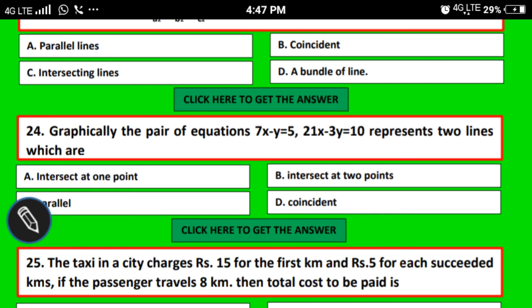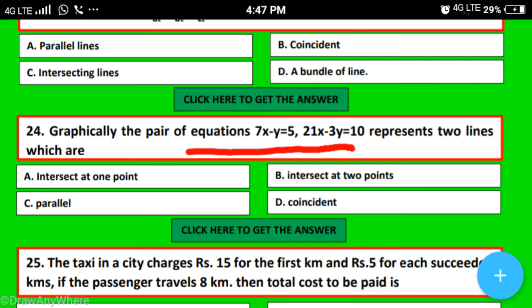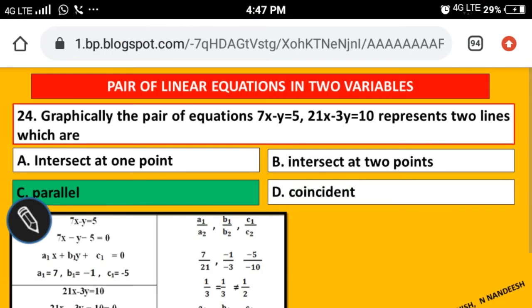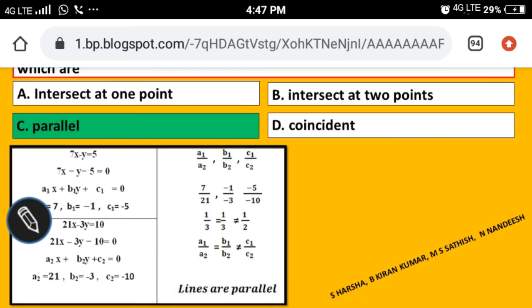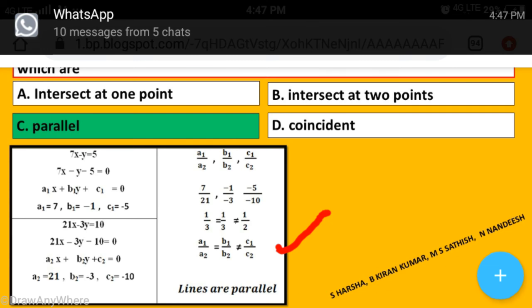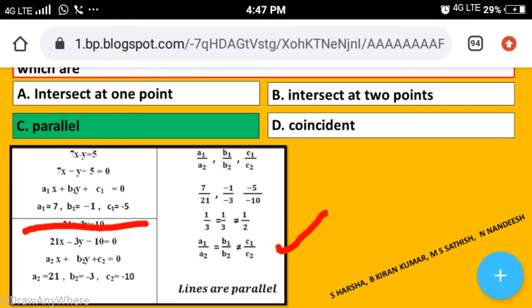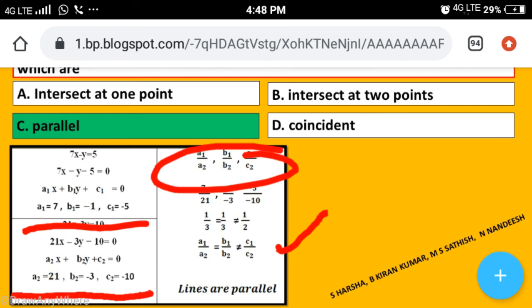Then graphically the pair of equations 7x minus y equals 5 and 21x minus 3y equals 10 represent two lines which are, again we have to use the same condition, and here a1 by a2 equals b1 by b2 and that is not equal to c1 by c2, and then the lines are parallel to each other. We have to find out from equations 1 and 2 the values of a1, b1 and c1. Similarly, we have to find a2, b2 and c2, and use the relationship.